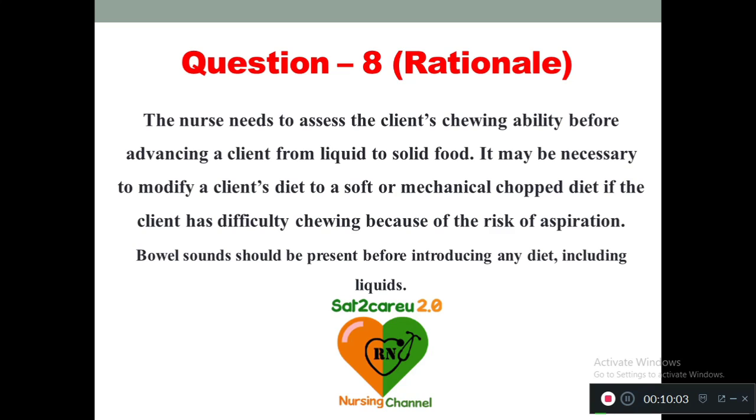The rationale: the nurse needs to assess the client's chewing ability before advancing a client from liquid to solid food. It may be necessary to modify the client's diet to a soft or mechanical chopped diet if the client has difficulty chewing because of the risk of aspiration. Bowel sounds should be present before introducing the diet, including liquids.